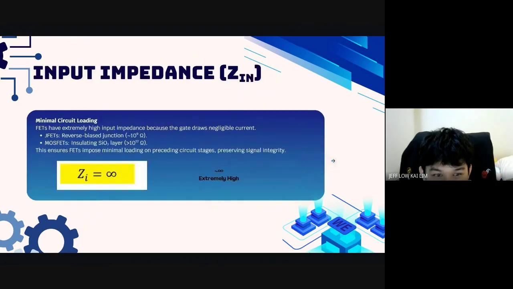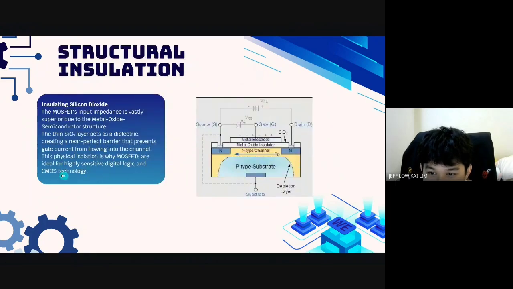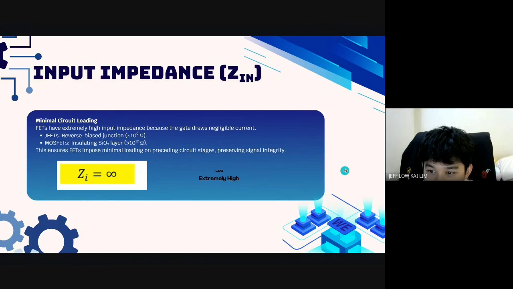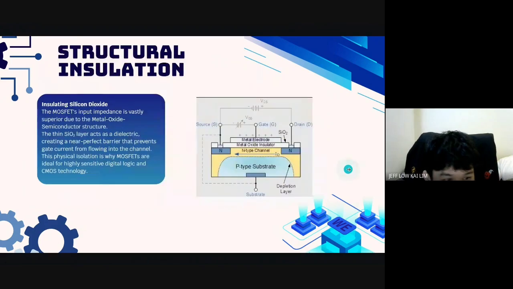Next. The reason MOSFETs achieve such extreme input impedance is physical. You can see they have a thin layer of silicon dioxide that insulates the gate.